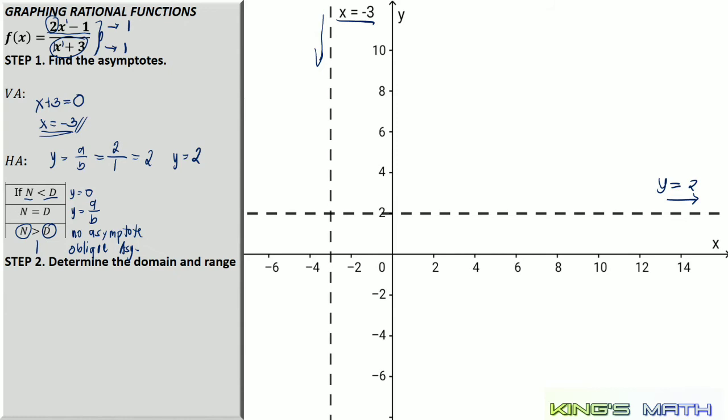Next step is we're going to determine the domain and range. To determine the domain and range, we're going to refer to the asymptotes. Because in the domain, we're going to exclude the solved value of x.